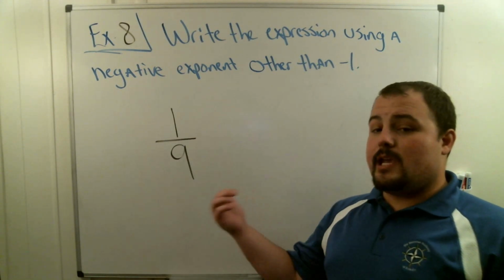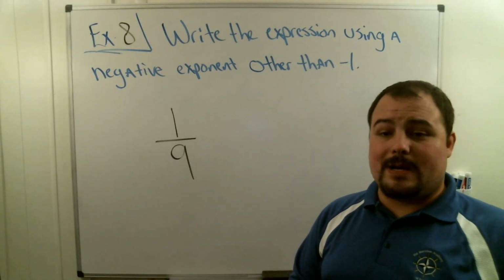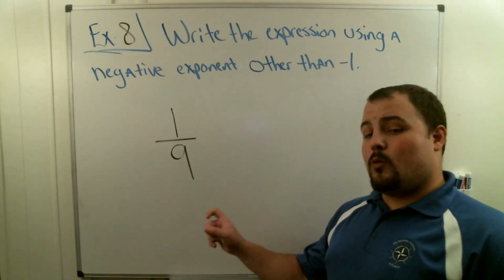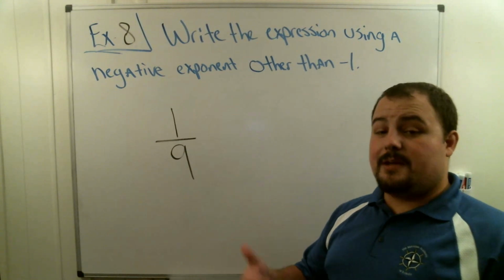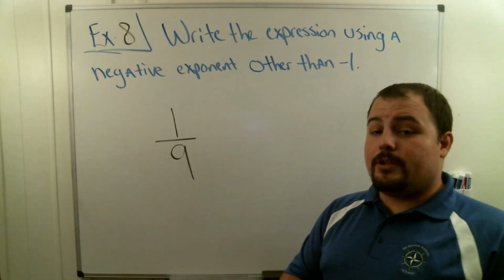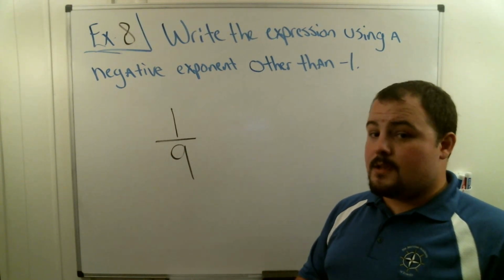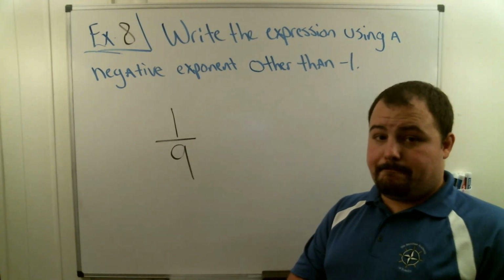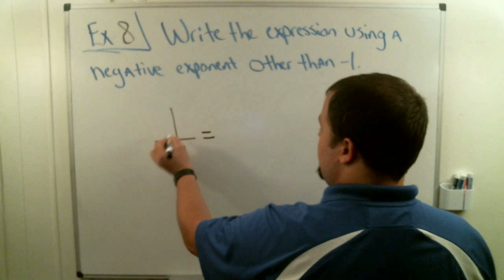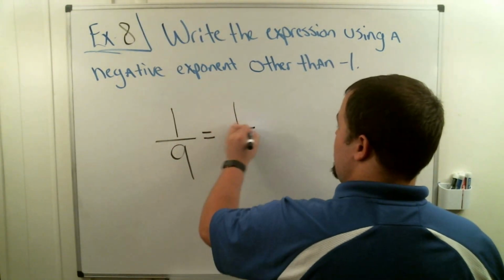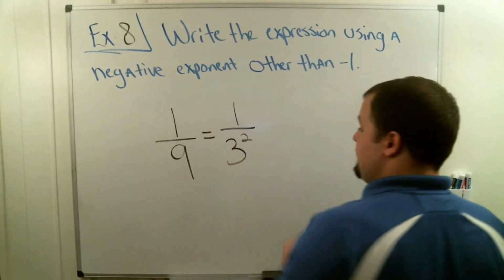So again, we can't write that this is 9 to the negative 1st power. What we have to do is think about what numbers we know we could multiply a couple times and get 9. Hopefully you're thinking about the number 3. 3 to what power is 9? 3 to the 2nd power. So in this case, we could change 1 over 9 to 1 over 3 to the 2nd power.